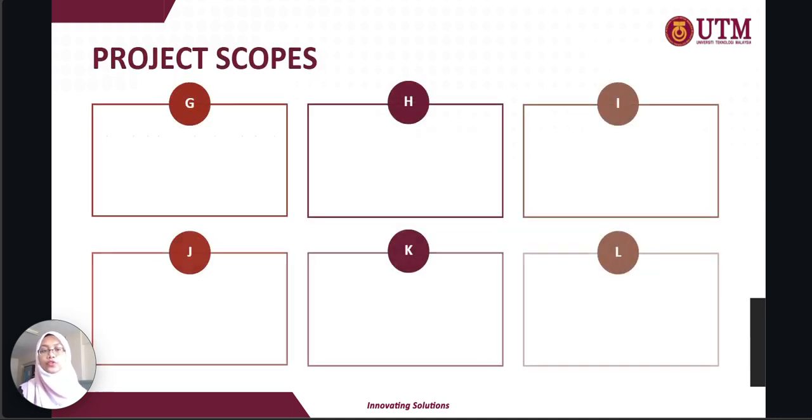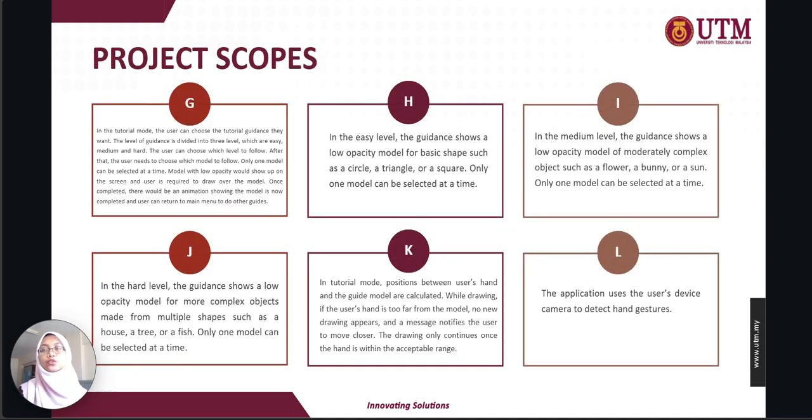In the tutorial mode, there will be three different levels. So the user needs to choose which level they want to use, either easy, medium, or hard. And in each level, there are three different shapes. In easy level, there are a circle, triangle, and square. In medium level, there are a flower, bunny, and sun. And in the hard level, there are a house, a tree, and a fish. So only one model can be chosen at a time.